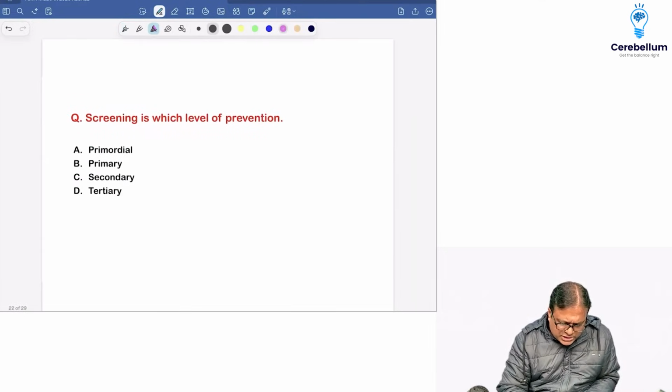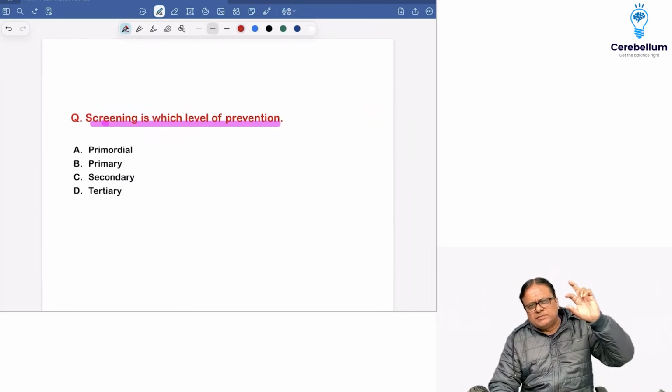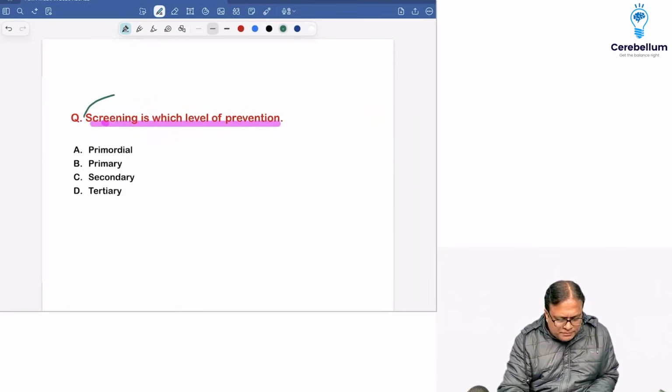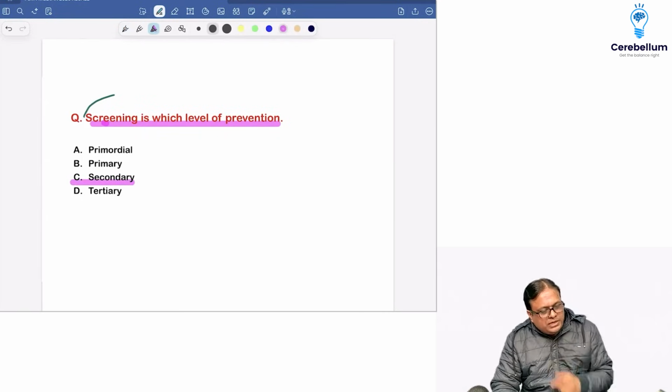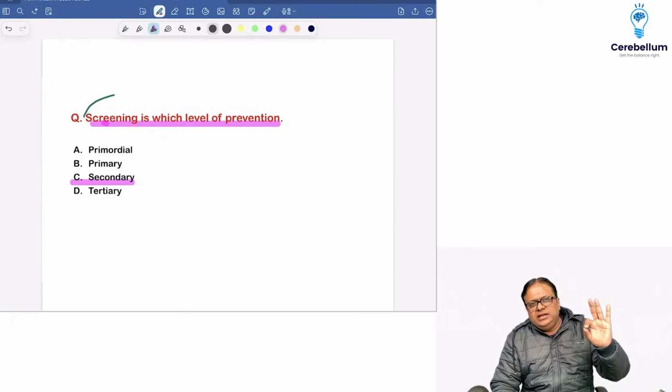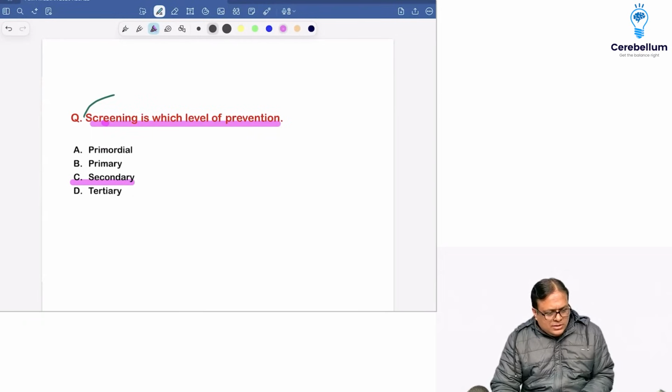Then there was a direct question on screening: which level of prevention. Students were saying some specific screening was asked. If you remember that, could you please confirm? Because otherwise, screening is secondary level of prevention. Screening is early detection of disease in the apparently healthy by means of rapidly applied tests.